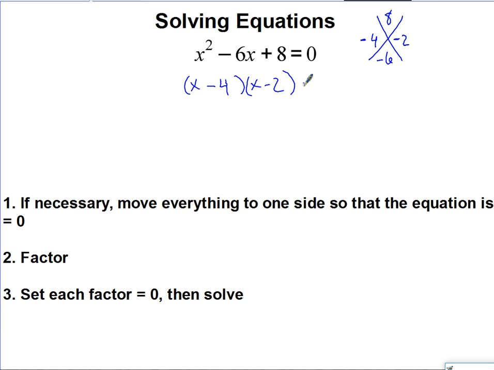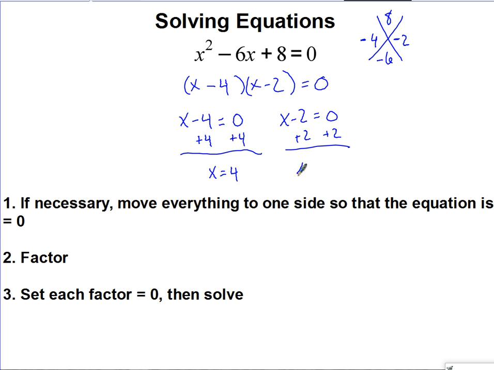The last step then, remember this is still equal to 0, is to set each factor equal to 0 and solve. So I'm going to come up with two separate equations and two separate answers here. I have x minus 4 equals 0 and also x minus 2 equals 0. So now I have two different equations that I'm going to solve. So this one I would need to add 4 to both sides and I would get x equals 4. On this one I'm going to add 2 to both sides and I'm going to get x equals 2. So I have two answers to this equation. x can equal 4 or x can equal 2.